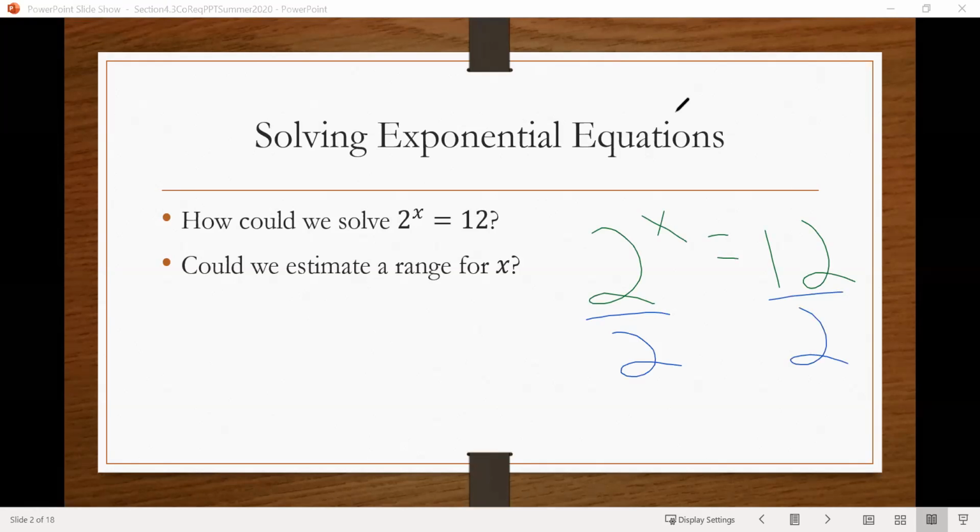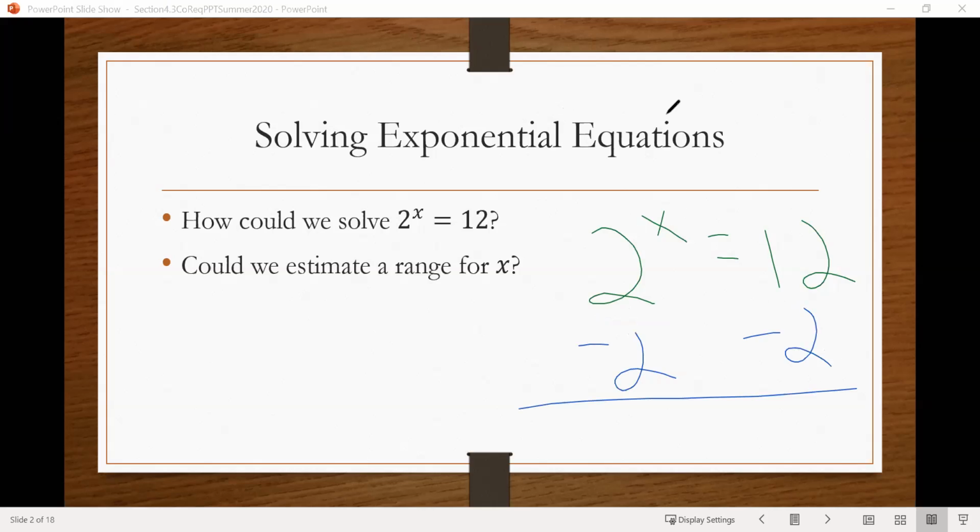However, what's the problem with that? Well, we can't really just cancel out these 2's on the left here because there's the x in the exponent, right? So that will not work. So we can't divide by 2. Similarly, if we try to subtract 2 on both sides, that's not going to work either, again, because this 2 here is being raised to an exponent. So it looks like using the methods we know at this point, we cannot solve this equation. So we're going to need a new tool.